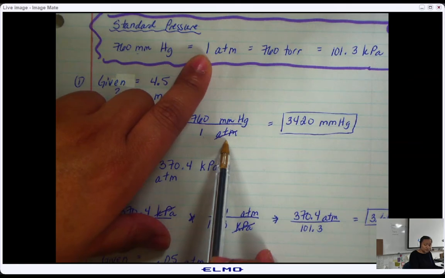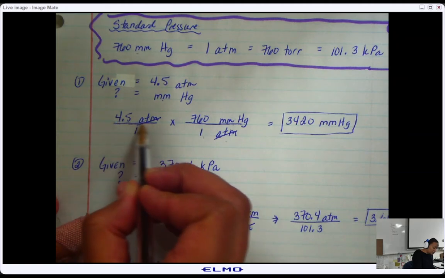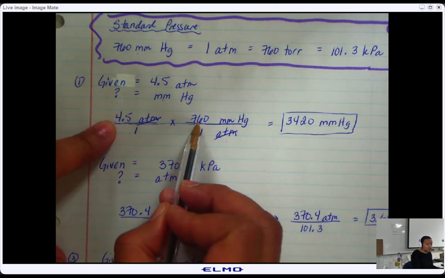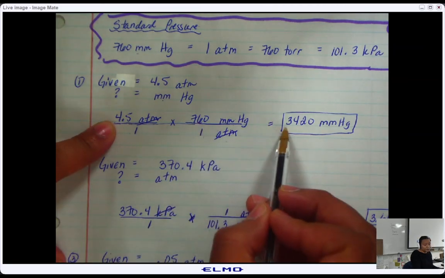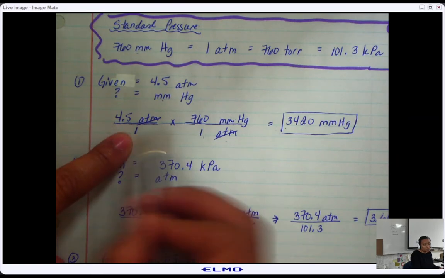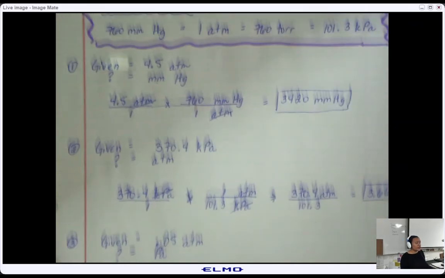All right, and then as you've done your conversion factors before, your calculations, everything in the numerator, everything on top gets multiplied together. 4.5 times 760 came out to 3420, all right? And then it was divided by everything on the bottom, but 1 times 1 is just 1, all right? So the answer was 3420, okay?